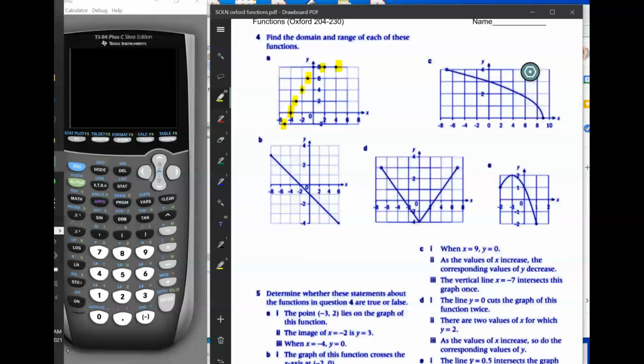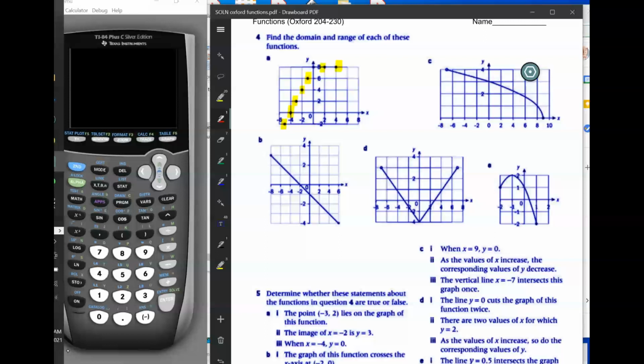Okay, so it says first find the domain and range of each of these functions. So when you have these points, one tricky thing is you don't just look at the smallest value and the largest value and put them in an interval with inequalities, less than or equal to. You need to actually write out all the values.